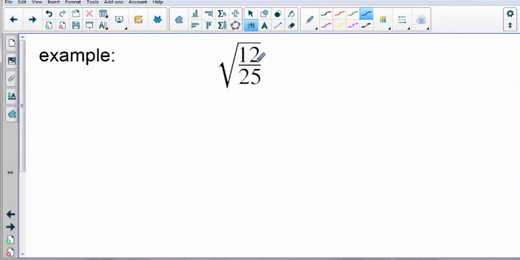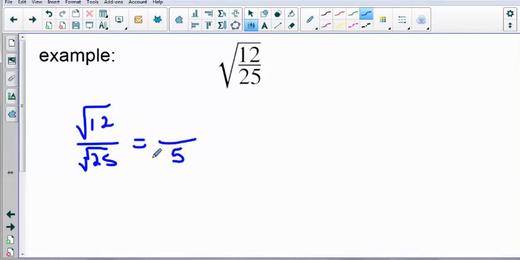Okay, let's look at another example. Square root of 12 over 25. Now, obviously, I can't take 12 divided by 25 on this one, but I do know that that is the same thing as the square root of 12 over the square root of 25. Well, one of these I recognize immediately. The square root of 25 is 5. So I know this bottom one simplifies to 5 already.